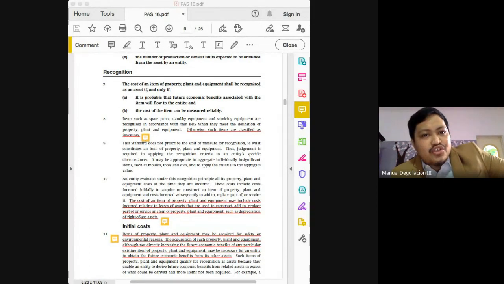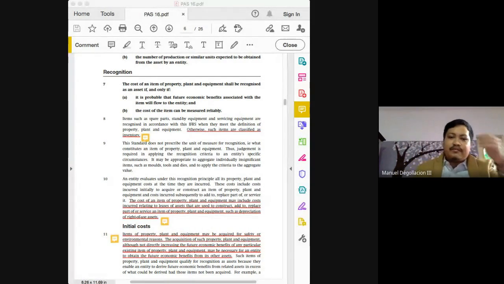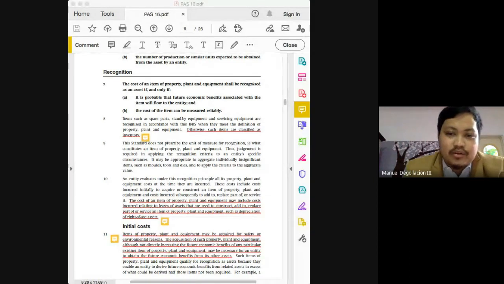When we say recognition, class, it means we will assign a value to this asset and recognize it in our books. We will give it presence in our books. If you go back to paragraph 7, it starts with the phrase "the cost of an item of property, plant, and equipment." So if there is no cost involved, then there is nothing to recognize. It is the cost of an item of property, plant, and equipment that will be recognized as an asset. Paragraph 10 tells us what can form part of the cost of an item of property, plant, and equipment that will be recognized in our financial statements.